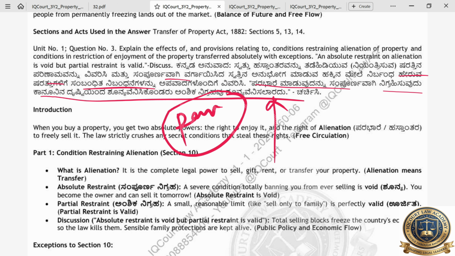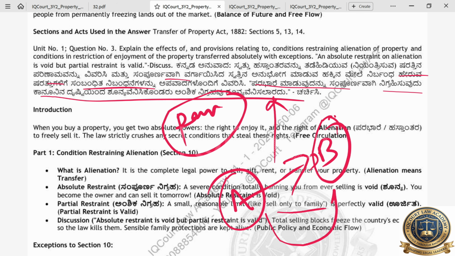Amsha means part. Property sale: even if person A is selling the property to B and puts the condition that you should not sell this property to anyone else, nobody can do like that. But he can put a condition like sell only to a particular person, a reasonable limit. That will be valid.